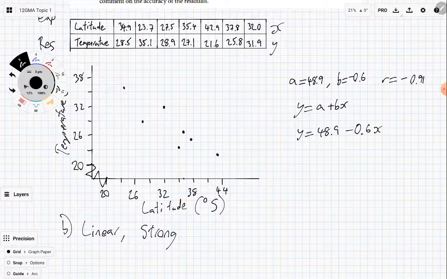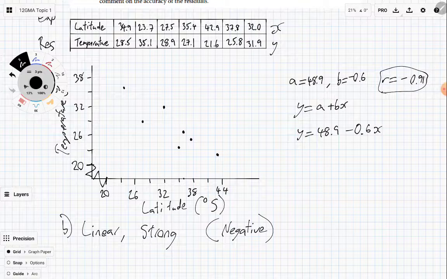But the other thing that we usually want to say, but in this case it's not asking for the direction, is that it is also negative. It is going down to the right, and r is negative. So we can definitely see that it is certainly a negative correlation.